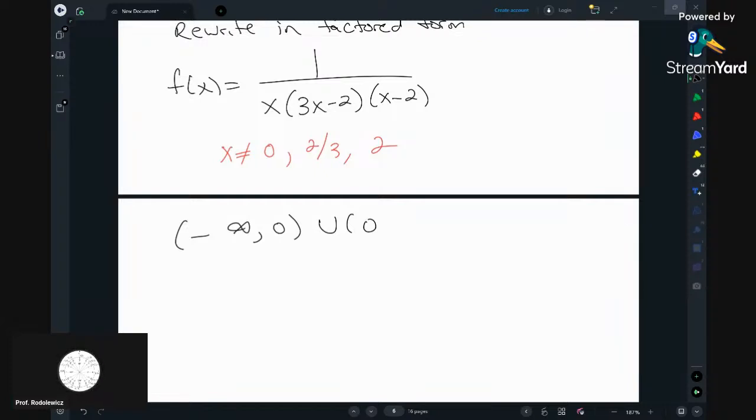Now I'm walking until I get to 2/3. You jump over 2/3, and then you, oops, my bad. Yep, you're right, to 2. And then we union that with 2 to infinity. That's pretty obnoxious, but if you understand that, you got it. Cool.